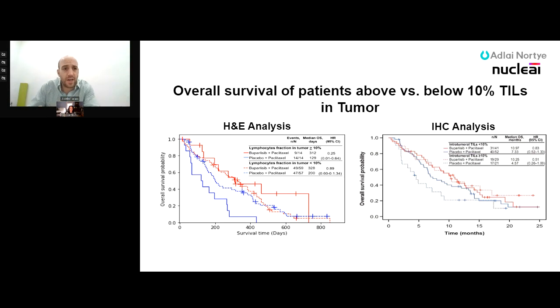So as you can see on the left, this is the result from the H&E analysis, where we looked at tumor infiltrating lymphocytes comparing above and below the 10% threshold. And on the right, we have the traditional IHC analysis. And these results are nearly identical in terms of the patients and the outcome that was predicted off of the H&E versus the additional slide and reagents needed to compose and conduct the IHC analysis.